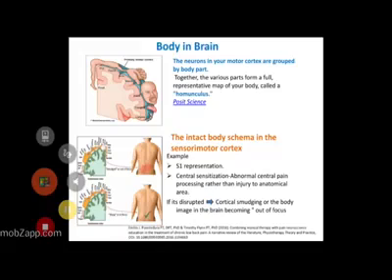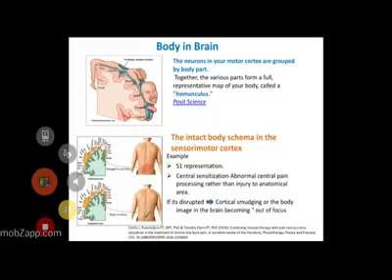If there is anything wrong with the homunculus, then the patient can perceive pain, and you can see different varieties of pain. There are various types, and I'll show you in the later slides what the pain is called. Now, if you have an intact body schema in the sensory motor cortex, an intact homunculus, then you can perceive pain nicely. It is called S1 representation.